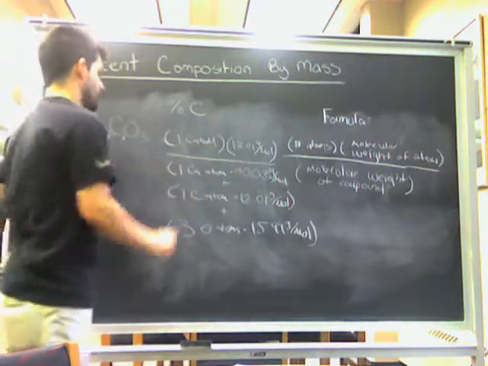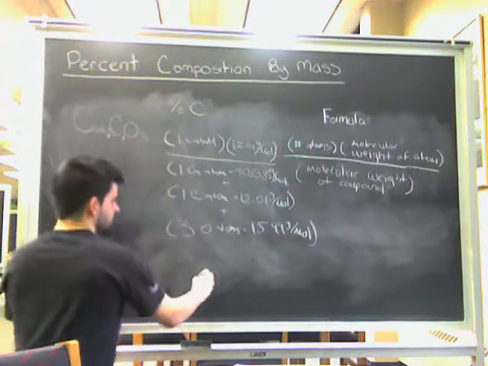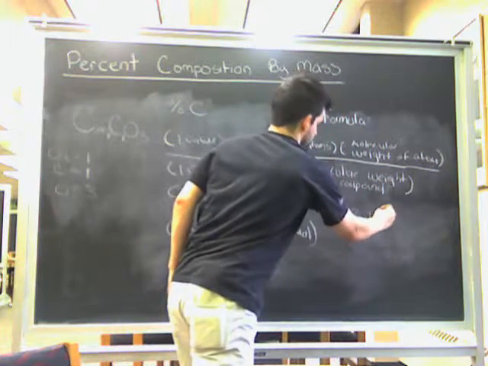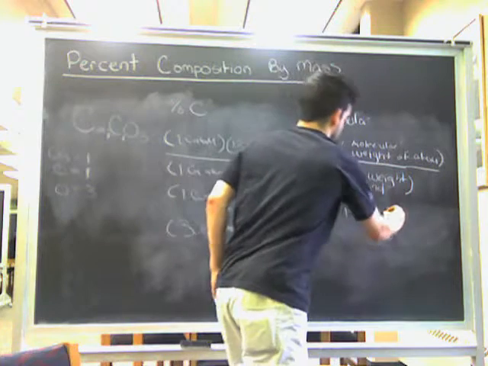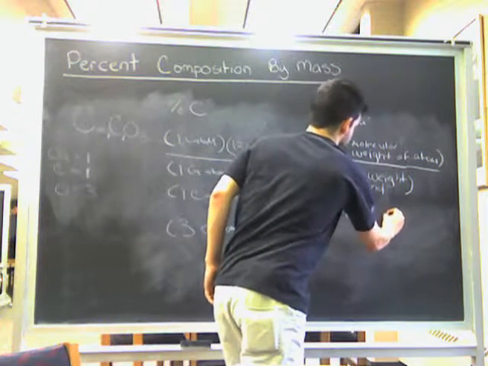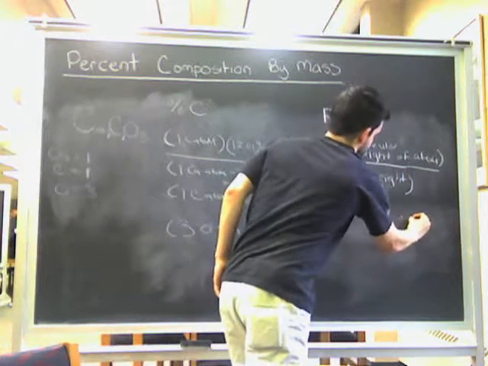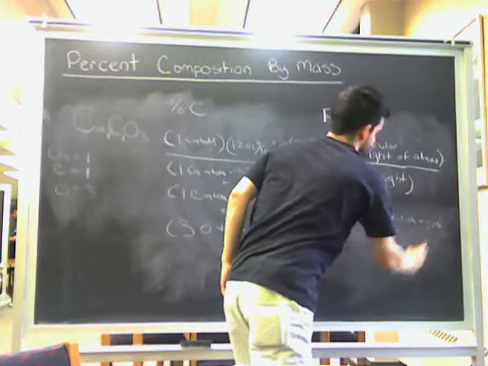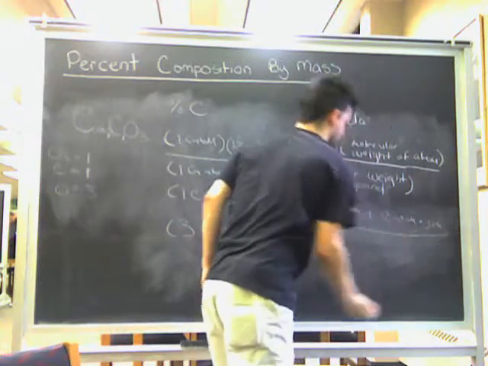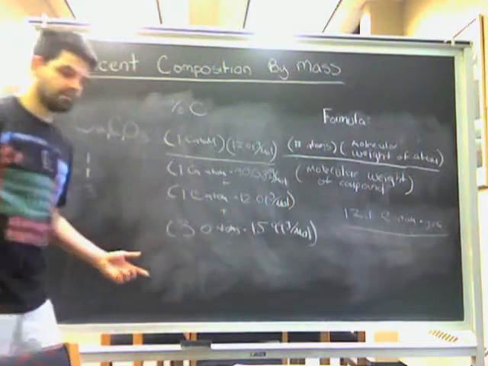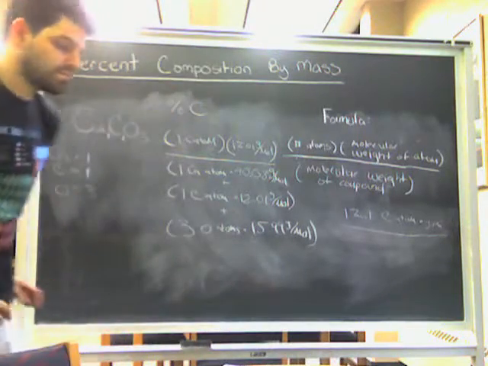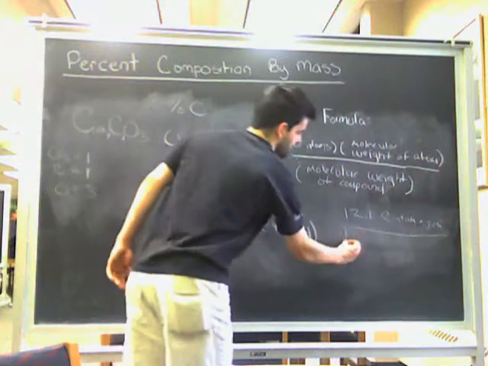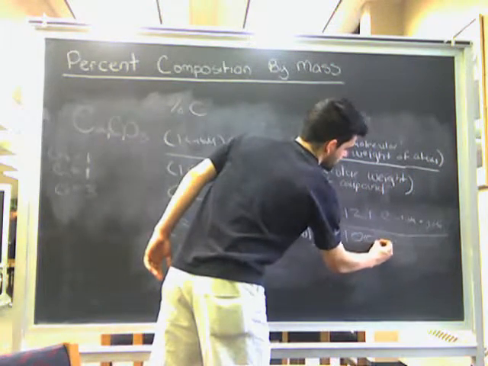Okay, so we'll have 1 times 12.01, which is 12.01 grams per mole, all over the molecular weight of calcium carbonate, which is 100.05 grams per mole.